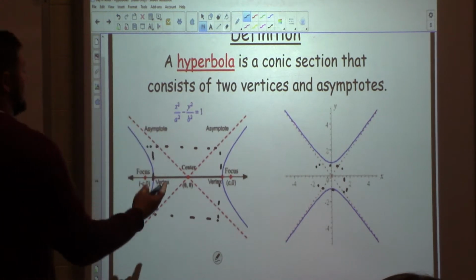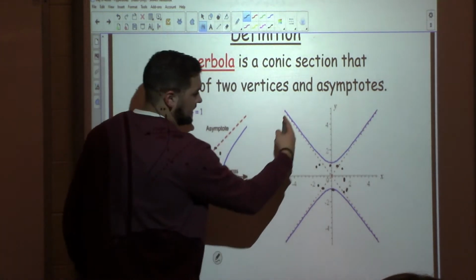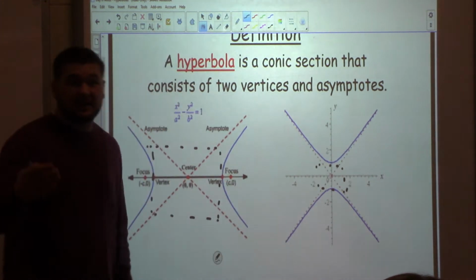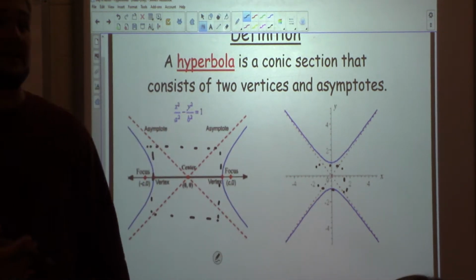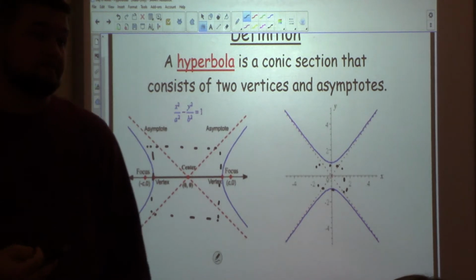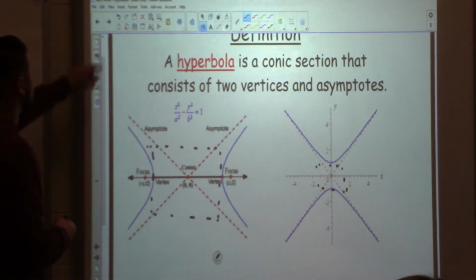So an asymptote is just a line that your graph will not cross. The actual hyperbolas are just these blue lines here. We're going to have a lot of stuff on the graphs for hyperbolas, but it's going to be a lot of dashed lines because we're not actually including that in our graph. Okay? They're basically guidelines for us when we're drawing.